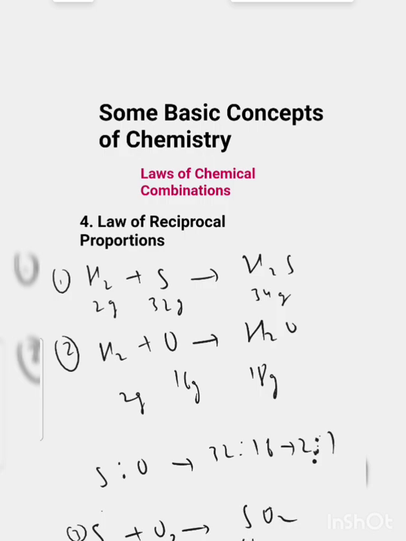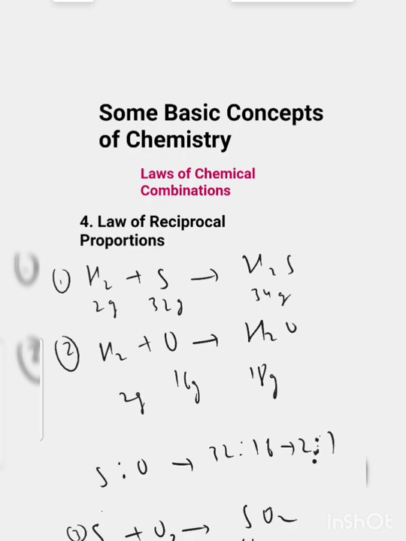So what I am trying to say here is that this law says that when two different elements combine separately with the same weight of the third element, in this case sulfur and oxygen are combining with the fixed weight of the third element, then the ratio with which they do so will be the same or some simple multiple of the ratio in which they are combining with each other.